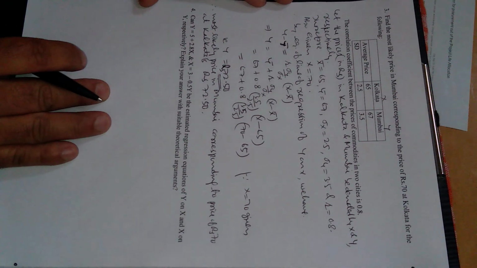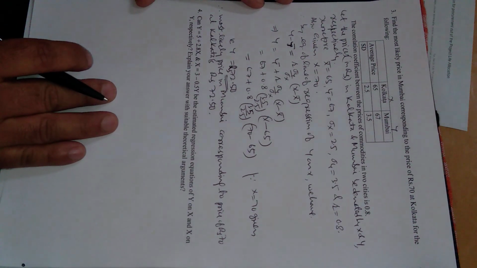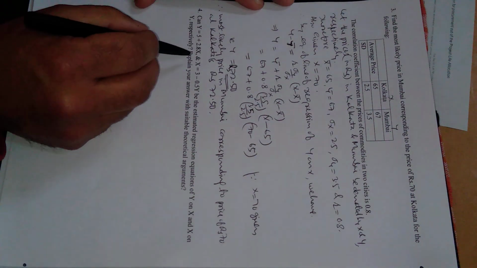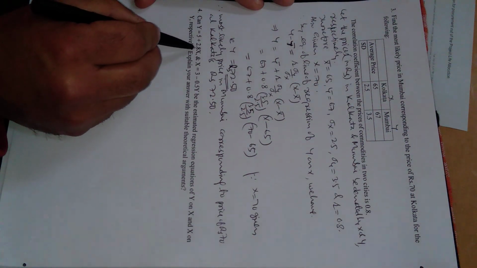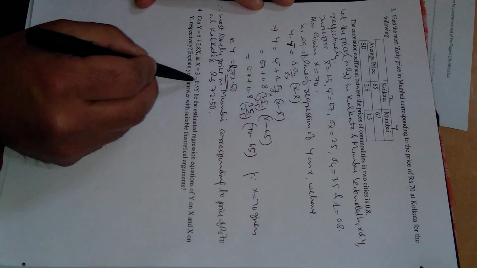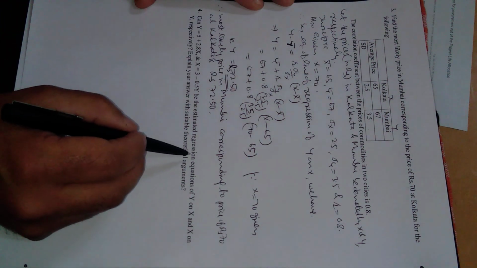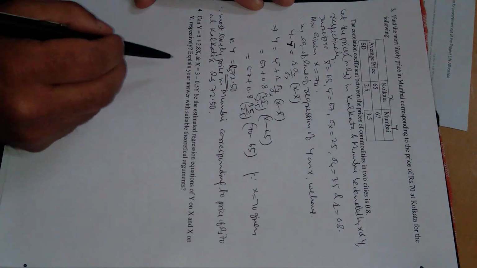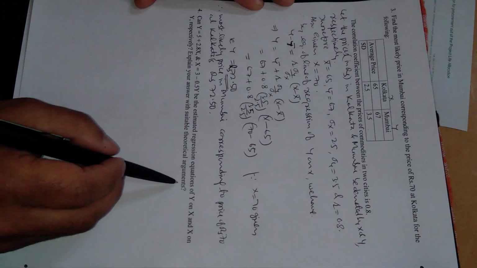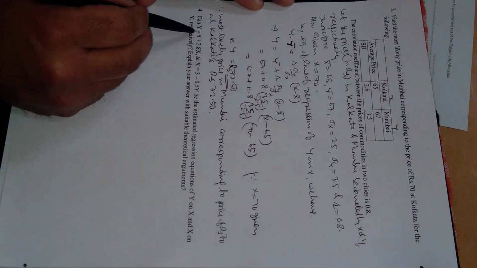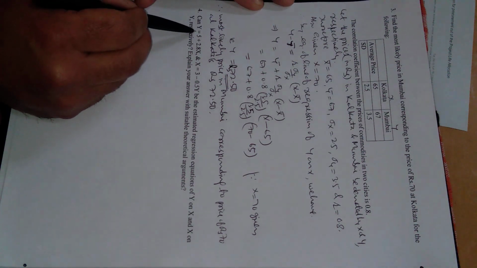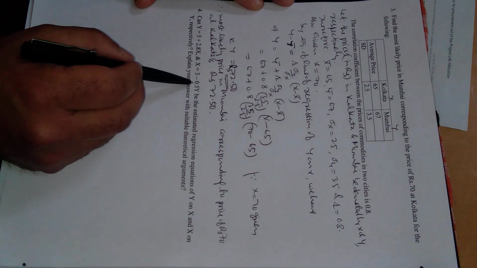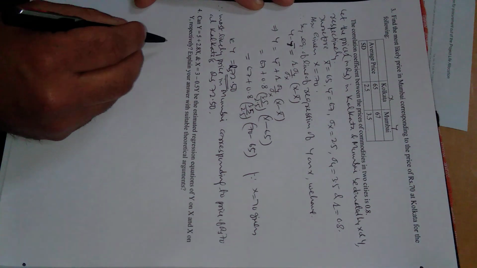Now come to the next question. Can y equals 5 plus 2.8 times x, and x equals 3 minus 0.5 times y, be estimated regression equations of y on x and x on y respectively? Explain your answer with suitable theoretical arguments. It means we have to check whether the first is the line of regression of y on x and the second is the line of regression of x on y or not.